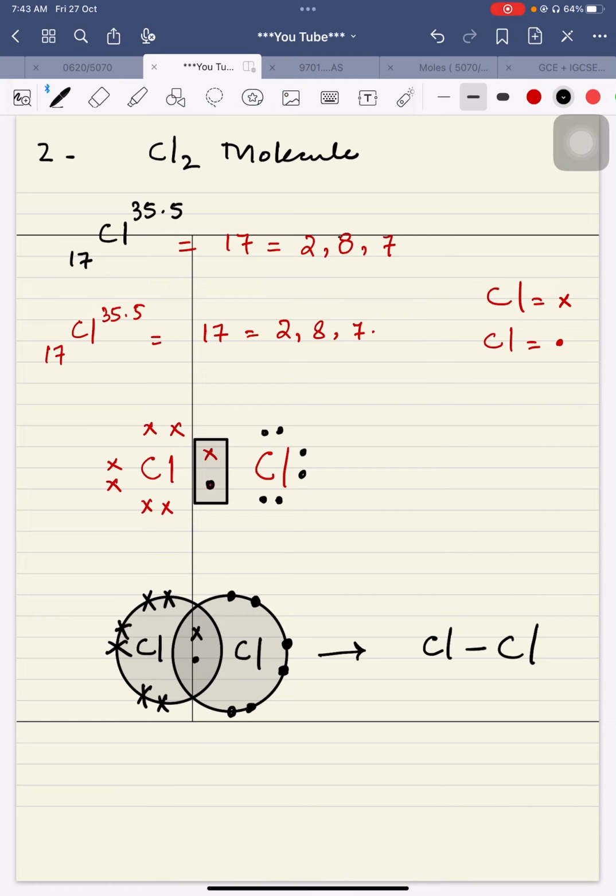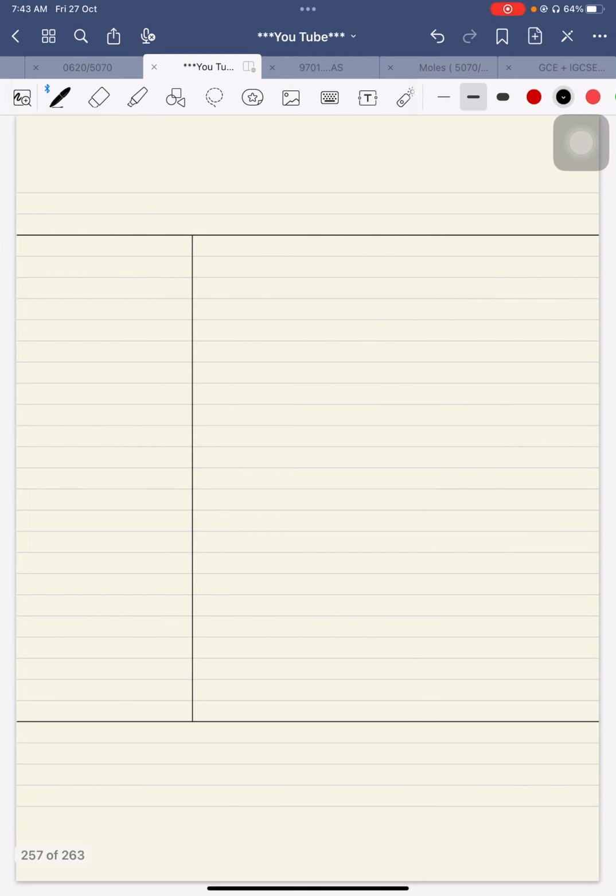All right, now I'm changing the board to draw the structure of, let's suppose, iodine. So this is number 3 and this is iodine. Iodine has an atomic number of 53 and an atomic mass of 127. How are we going to draw these 53 electrons? No, we are not supposed to do that.